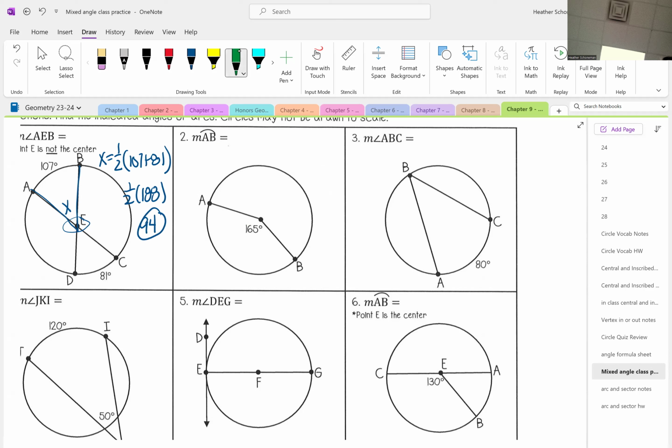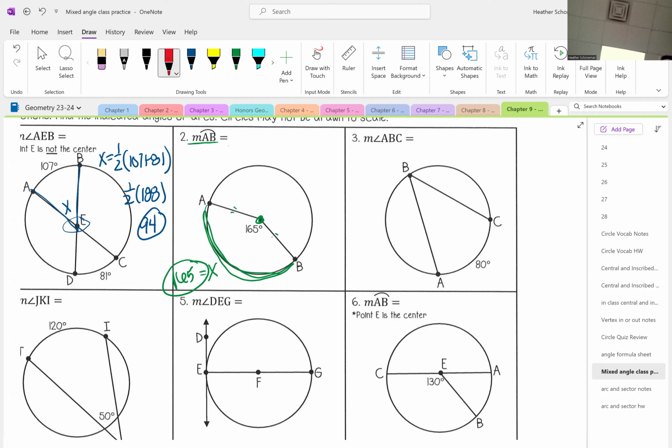Okay, number 2, they want to find the measure of arc AB. When it's 2 letters, it's the shortest distance between the 2 points. So they want to find this arc right here. Well, this is a central angle because it's formed by 2 radii. The vertex is on the center. So the angle equals the arc. So this is just 165.